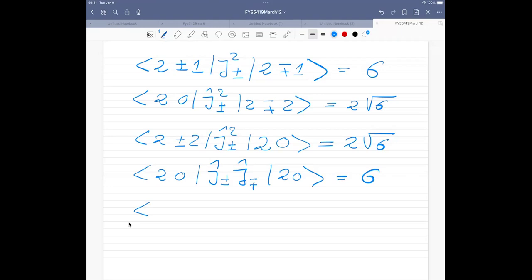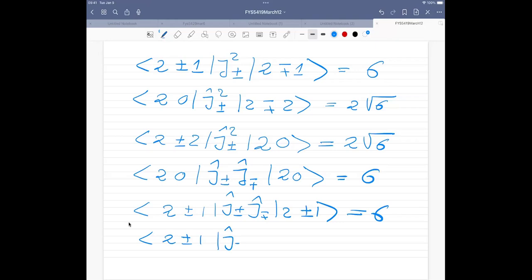And then I'm just setting up the 2 final ones where I have 2 plus minus 1. And then I have a J plus minus, J plus minus here, and a J minus plus. And that should give us a 2 plus minus. So that gives also 6. And then finally, I have my 2 plus minus 1 of J minus plus and J plus minus with 2 and plus minus here, and that gives us 4.